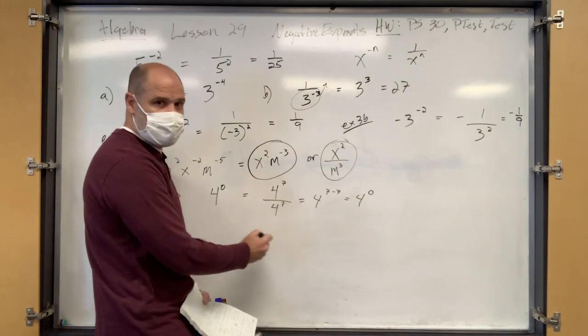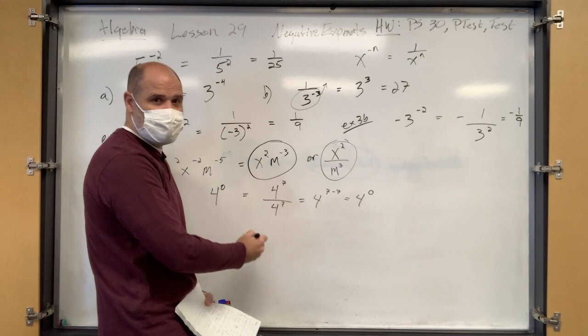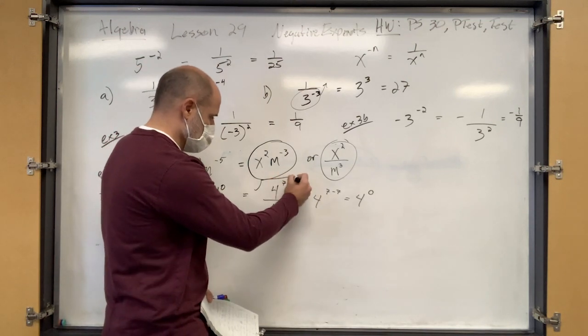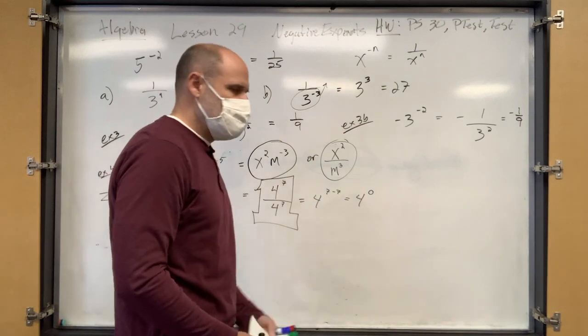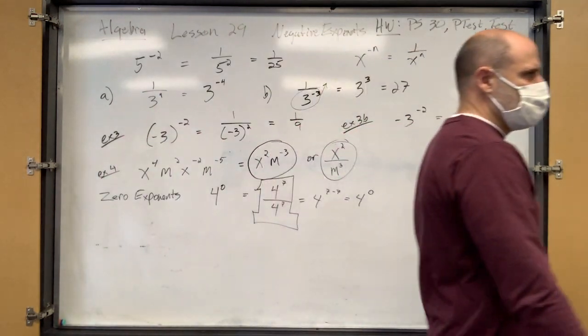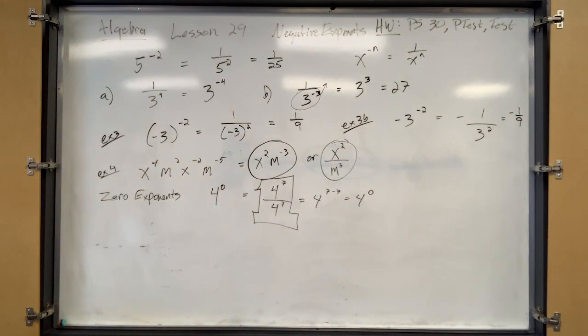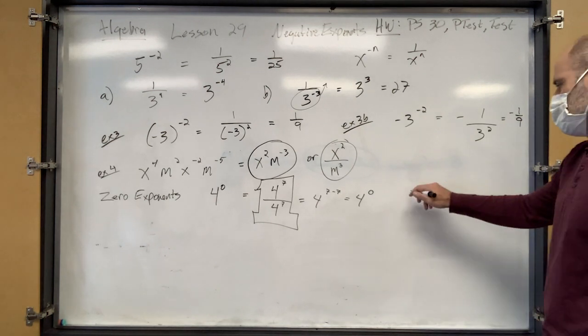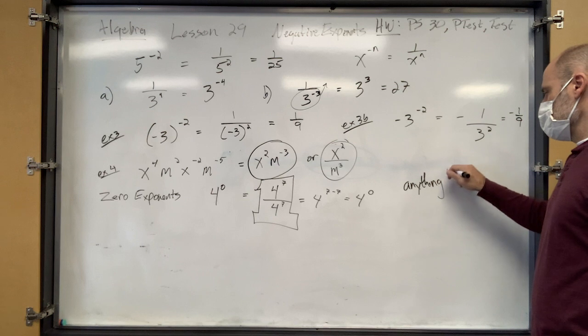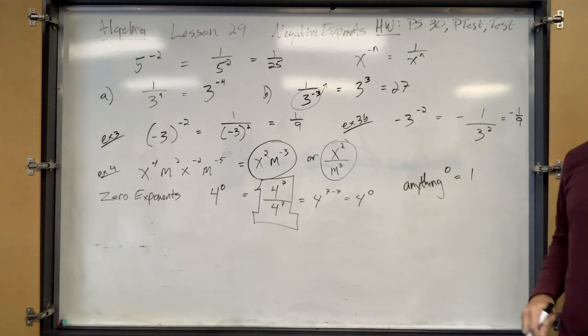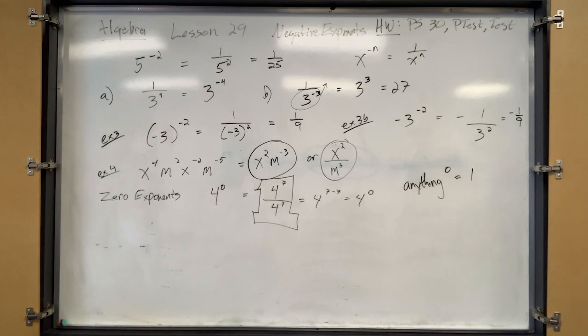Well, look at this. What is that? That's the same thing over the same thing. So that is just 1. So you can justify why anything to the 0 power is 1. Anything to the 0 power equals 1. Doesn't matter what it is. Okay? Elephant to the 0 power is 1.